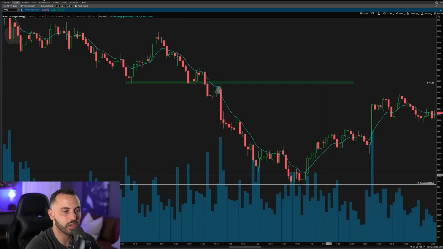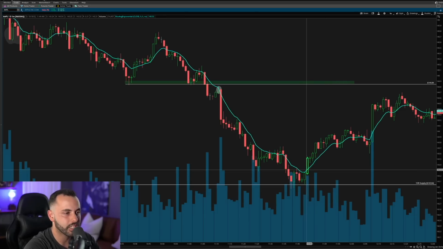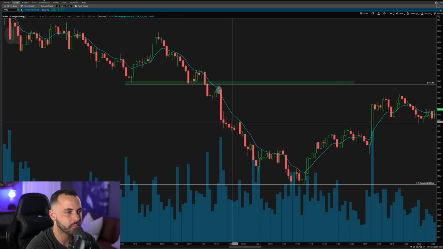The first time we broke above the 9 EMA was right here around 11:44, and you can see after that break above the 9, things started to move back to the upside. So this 9 EMA was a great guide in this trade to the downside on Apple.